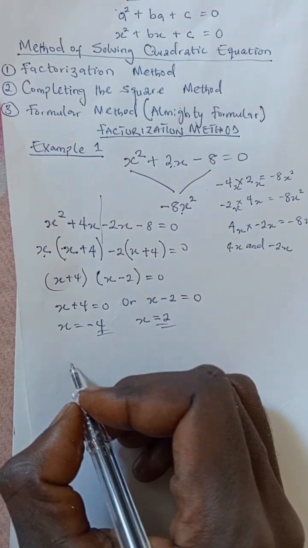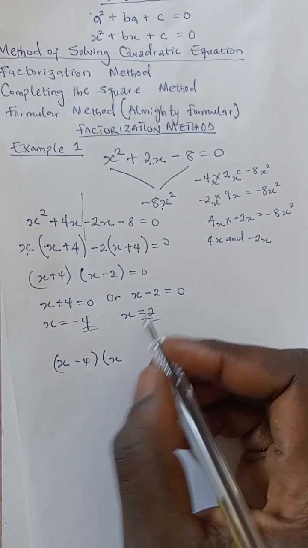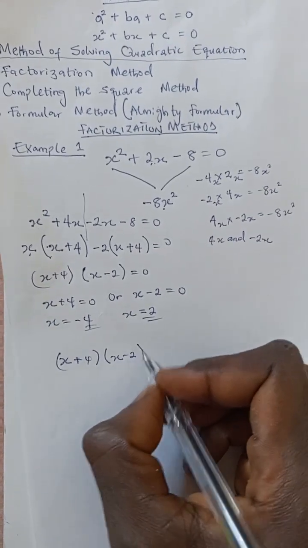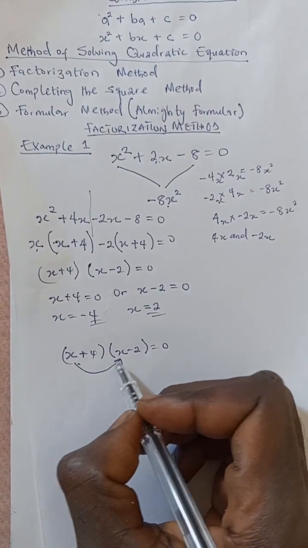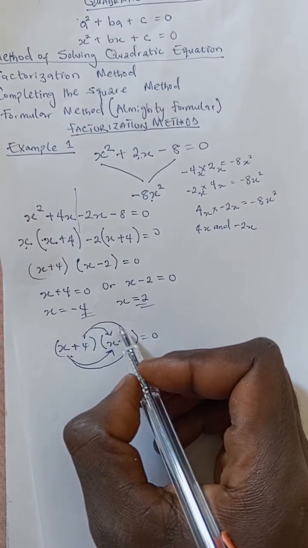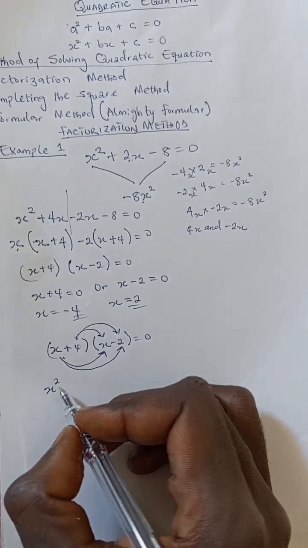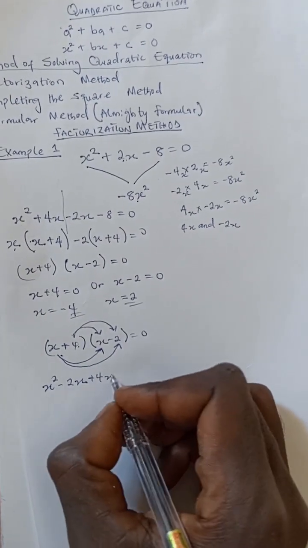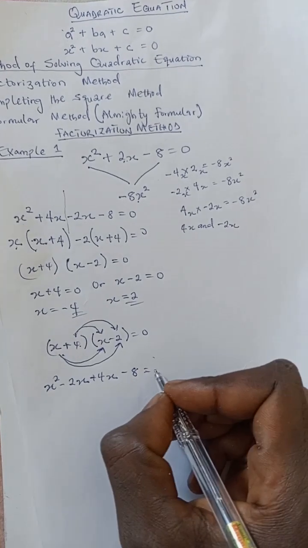So if I substitute here, let's try it. For example, x plus 4 times x minus 2 is equal to 0. Let's open this bracket, whereby this will multiply this here, and then this will equally multiply this. This 4 will multiply this when we open the bracket, and this one will multiply this. So x times x is what? x squared. Then x times minus 2 is minus 2x. 4 times x is plus 4x. 4 times minus 2 is minus 8, equal to 0.